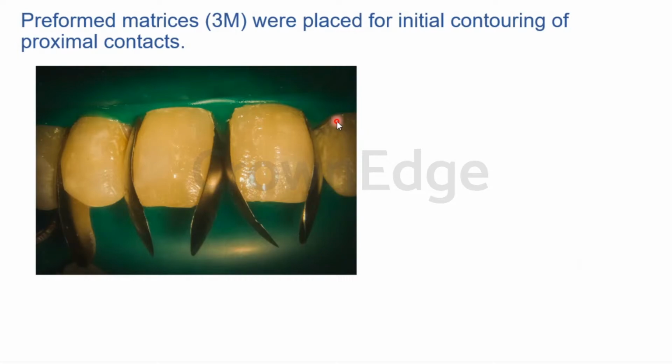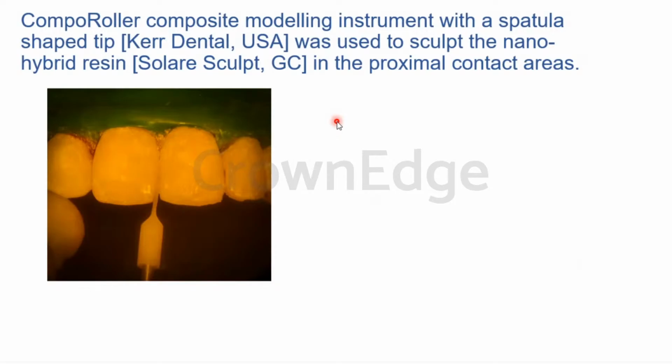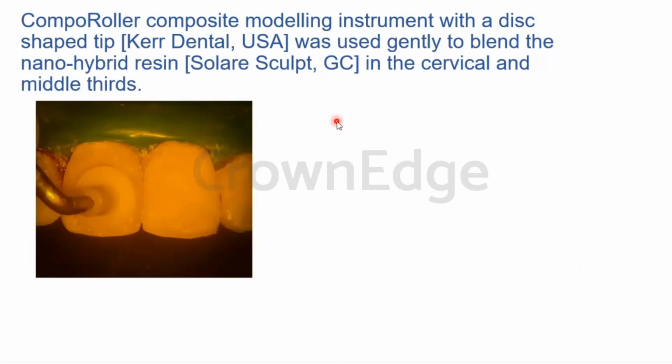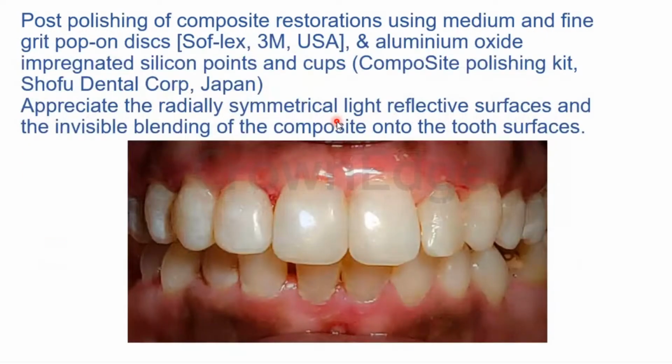Then we saw that we used sectional matrices in order to create that initial contour, and then we layered using different instruments. We had the XTS from Hufridi, Compo Roller from Kerr, and then we used Softflex discs from 3M in order to do the finishing, polishing, and this final result that we were able to achieve in just a matter of around 1 hour or 1.25 hours.